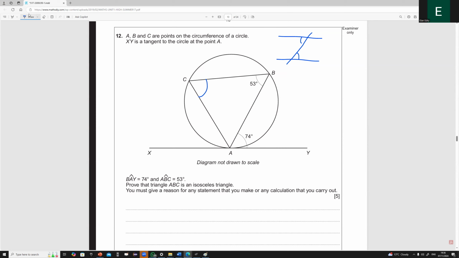And the way that it works is you've got a tangent and two chords. Chords are just lines inside the circle, and they meet. When you have that, and then you join up the ends of those chords, you have the alternate segment theorem, which just says that this angle equals the angle in the alternate segment here, and this angle will equal the angle in the alternate segment up here. So straight away, as Will said, angle C is 74 degrees.